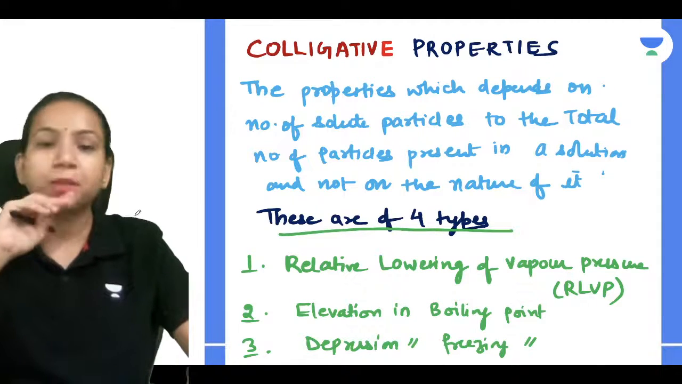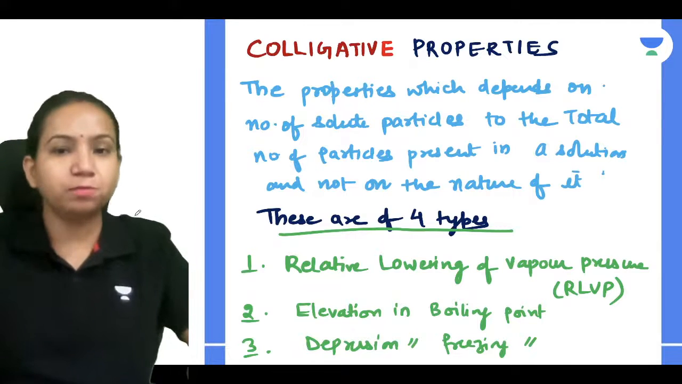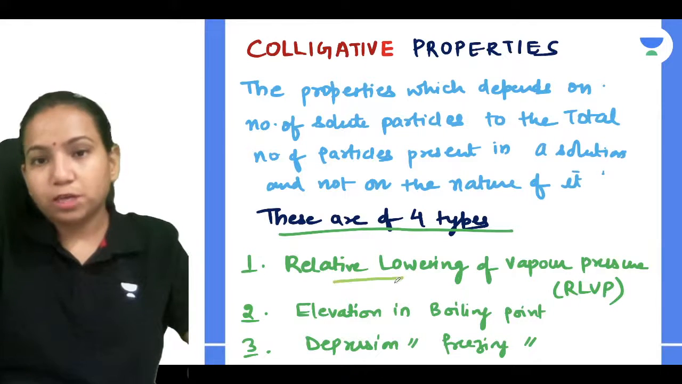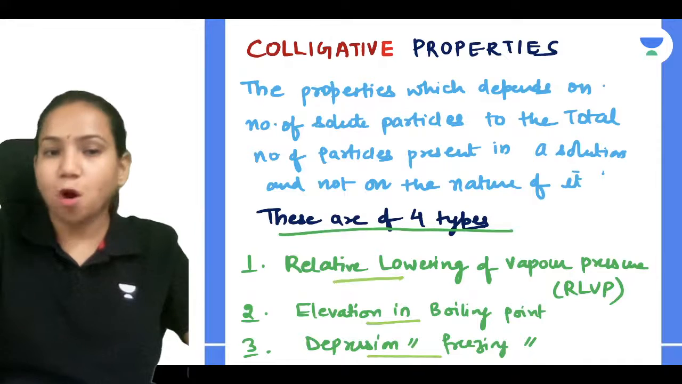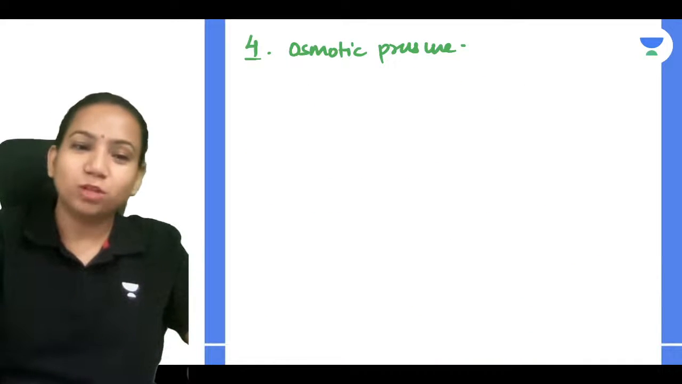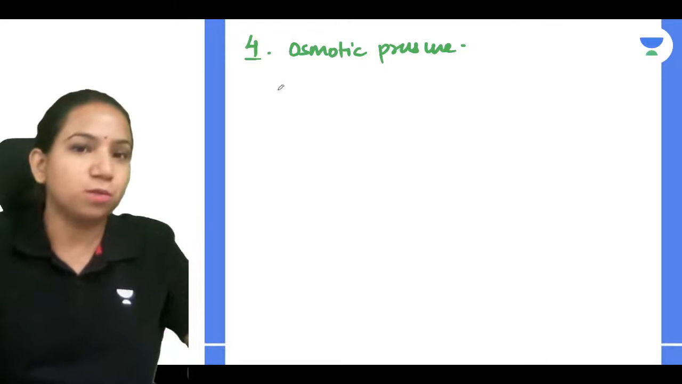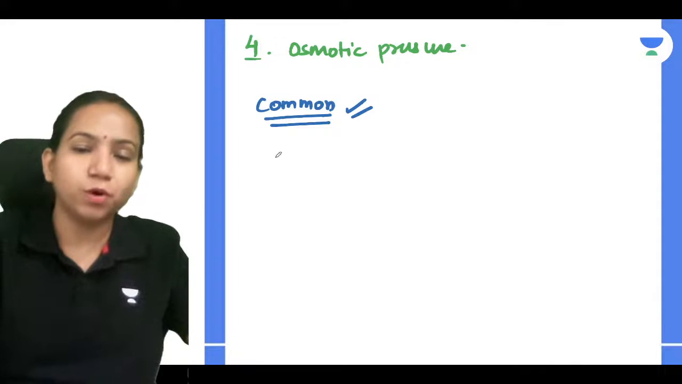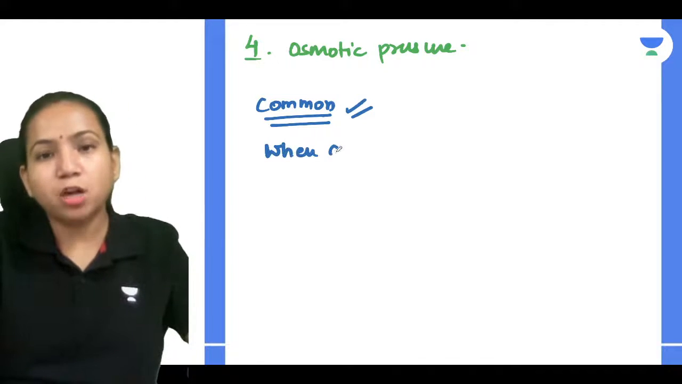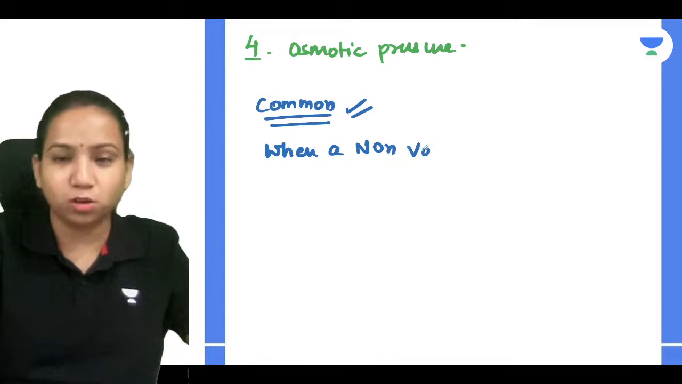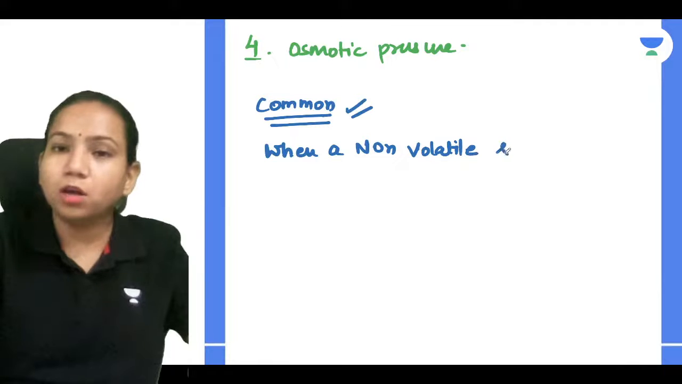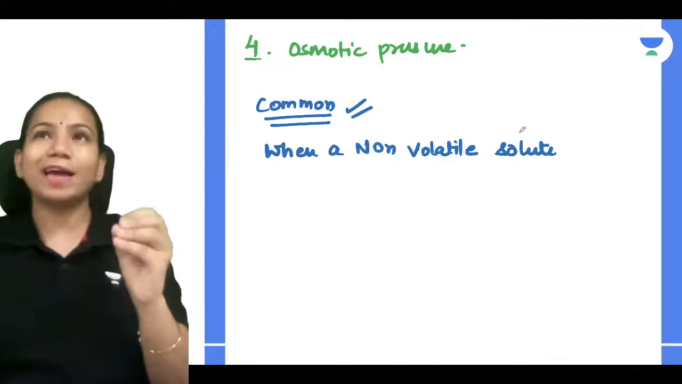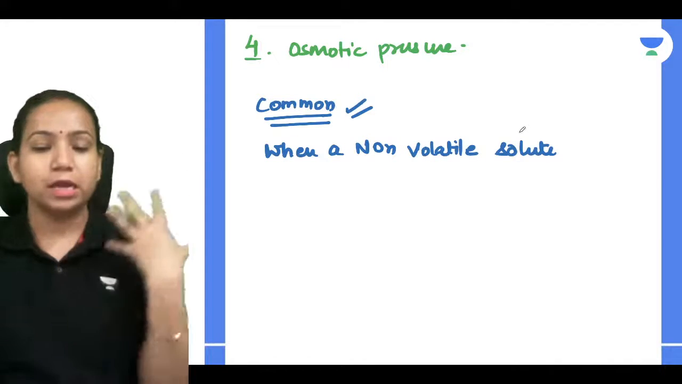Now, we understood there are 4 types of colligative properties. Talking about the first one, relative lowering of vapor pressure, or elevation in boiling point, how will we relate all these properties? We have a common statement here. Whenever you're talking about any of the first 3 properties, you will always mention the common thing we consider: when a non-volatile solute is added to a volatile solvent. In all the cases we'll do this, and then check what happens to the vapor pressure, the boiling point, the freezing point.